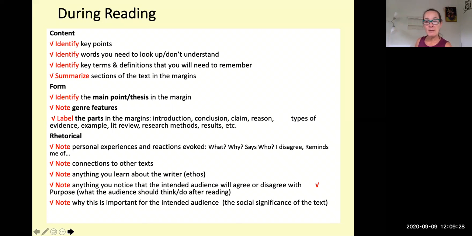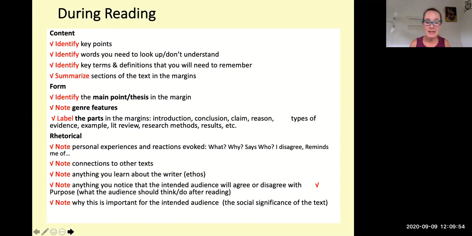And then in terms of rhetorical annotations while you're reading, note personal experiences and reactions. What, why, says who, I disagree, this reminds me of. Note connections to other texts. Note anything you learned about the writer and their ethos, whether it's building them as credible or in your mind, undermining their credibility. Note anything you notice that the intended audience will agree or disagree with, and that's purpose, right?